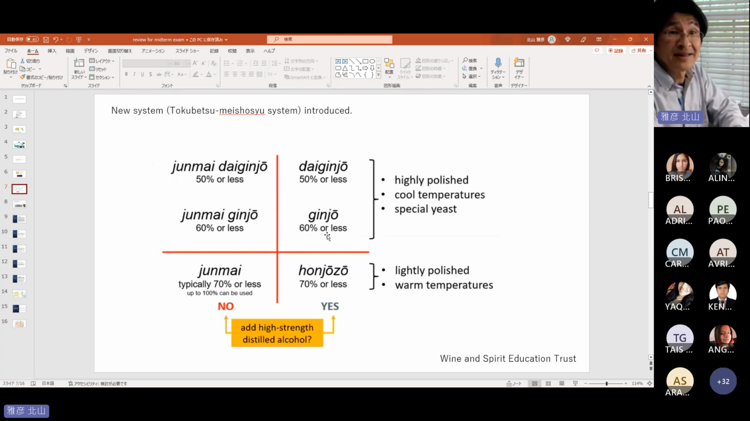If we have sake where a polishing rate of 60% rice was used, we cannot use this word. We can use only ginjo, this word.